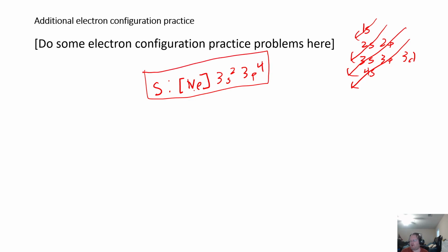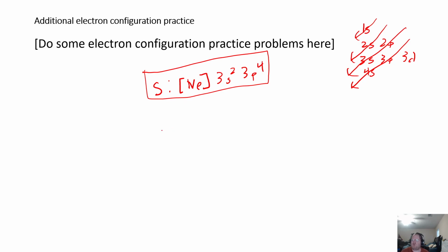You could also do it by going past neon and noticing you cross through 2 atoms in the s block in row 3 and 4 atoms in the p block in row 3. So 3s2, 3p4 is what you would do after neon. Both of those answers would be acceptable.